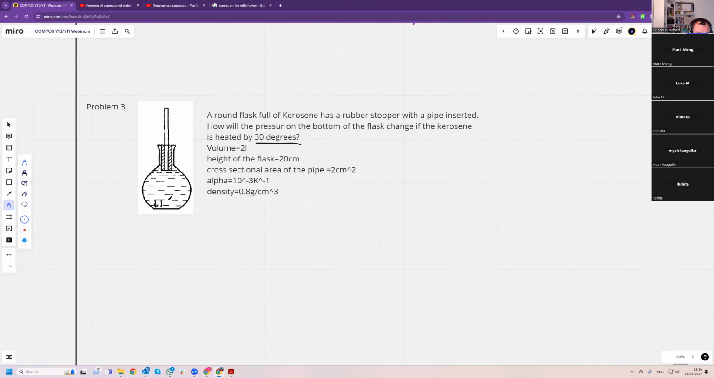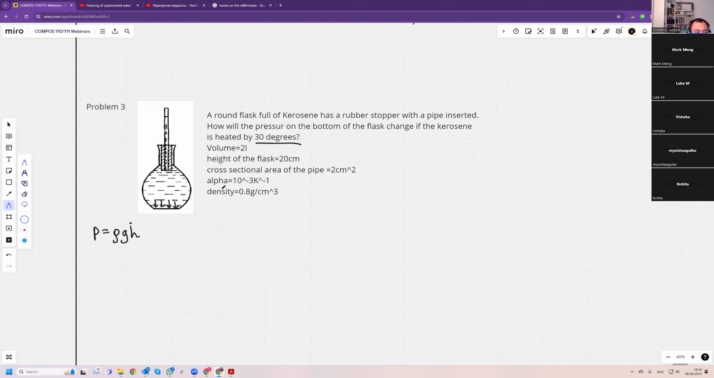So of course the kerosene pushes on the bottom, and you know that pressure. The pressure is density times g times h. Now what happens if we heat the kerosene? The kerosene will go up the pipe. So the height will increase and the pressure on the bottom will increase. And all we need to do is a calculation. Well, actually, maybe it's not that bad.